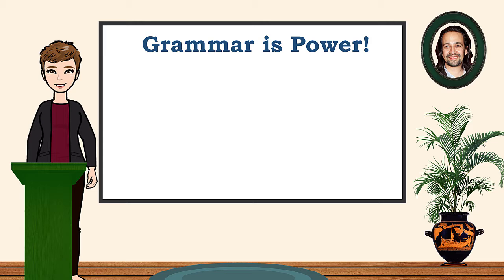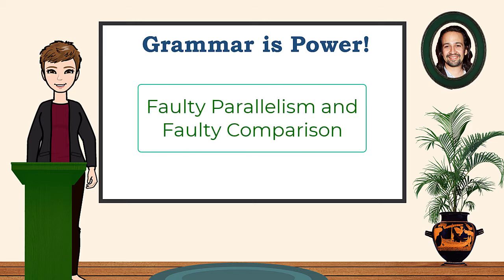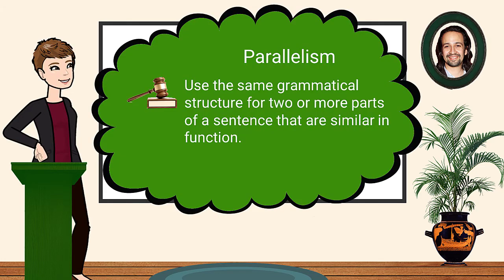In this video, we'll walk through the answers to the identifying and correcting faulty parallelism and faulty comparison exercise. But first, a quick review. By parallel, we mean that we need to use the same grammatical structure for two or more parts of a sentence that are similar in function. Parallel elements might be single words, for example, 2 or 3 adjectives. They might be phrases, such as 2 or 3 prepositional phrases in a row, all modifying the same noun or verb, or 2 or 3 clauses in a row.